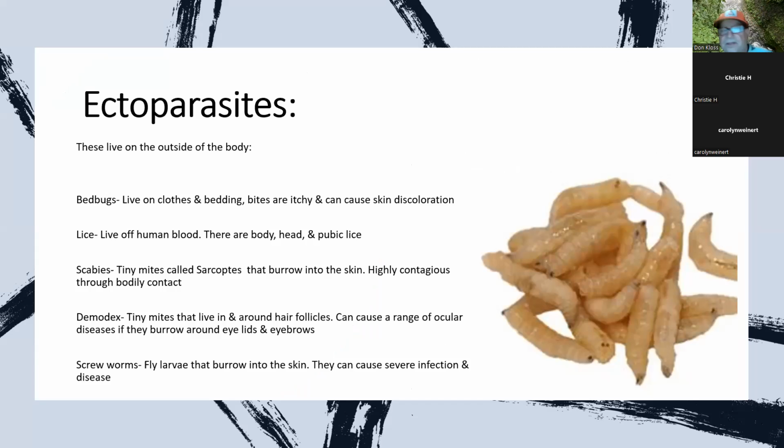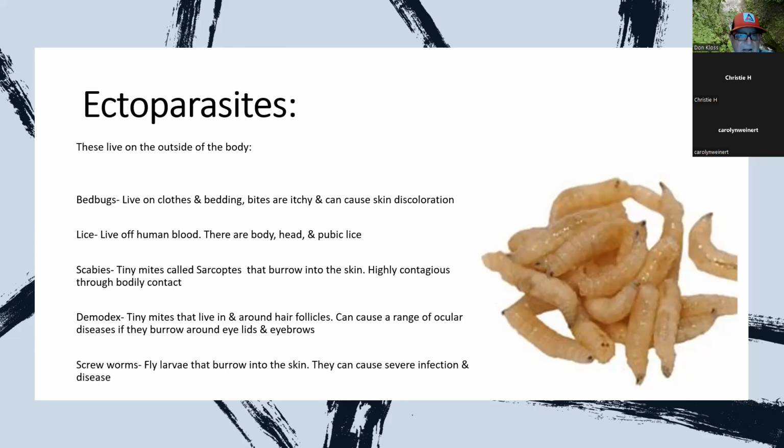And then the last thing that we are subjected to, and these are probably the most well-known, is what are called the ectoparasites. And these again can affect us, and they live on the outside of the body. They don't get to the inside of the body. The first one is bed bugs, which everybody knows about. They live on clothes and bedding. The bites are itchy and can cause skin discoloration.